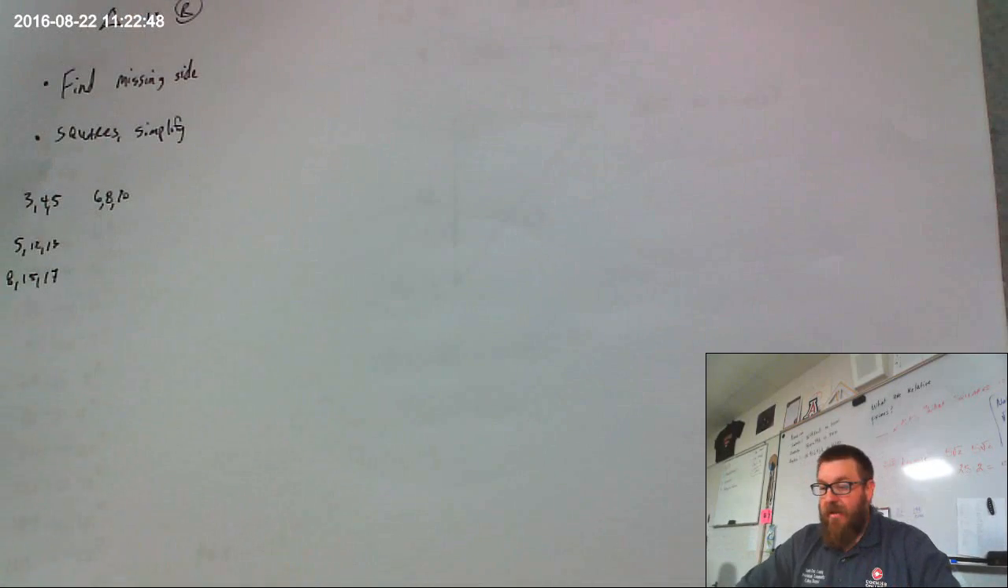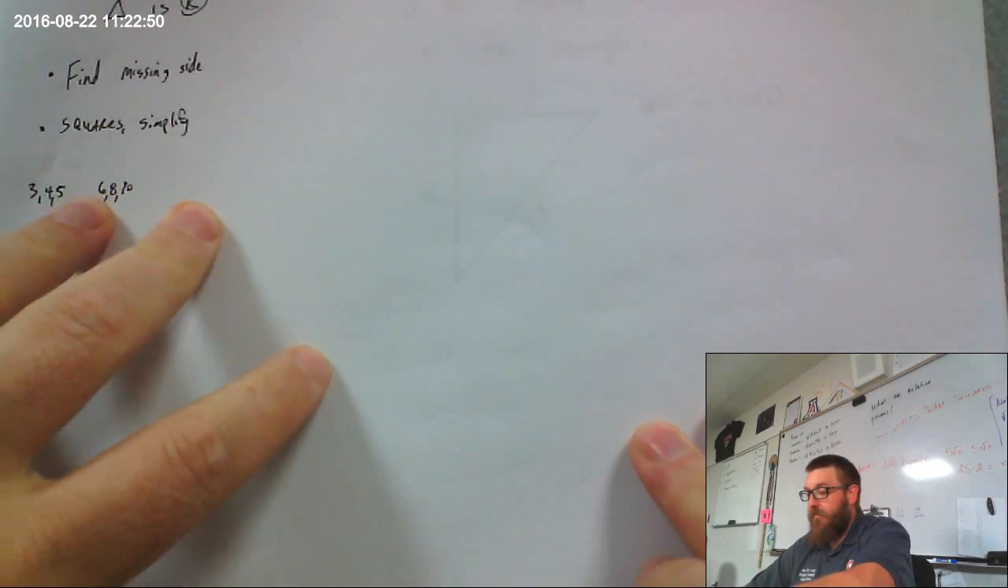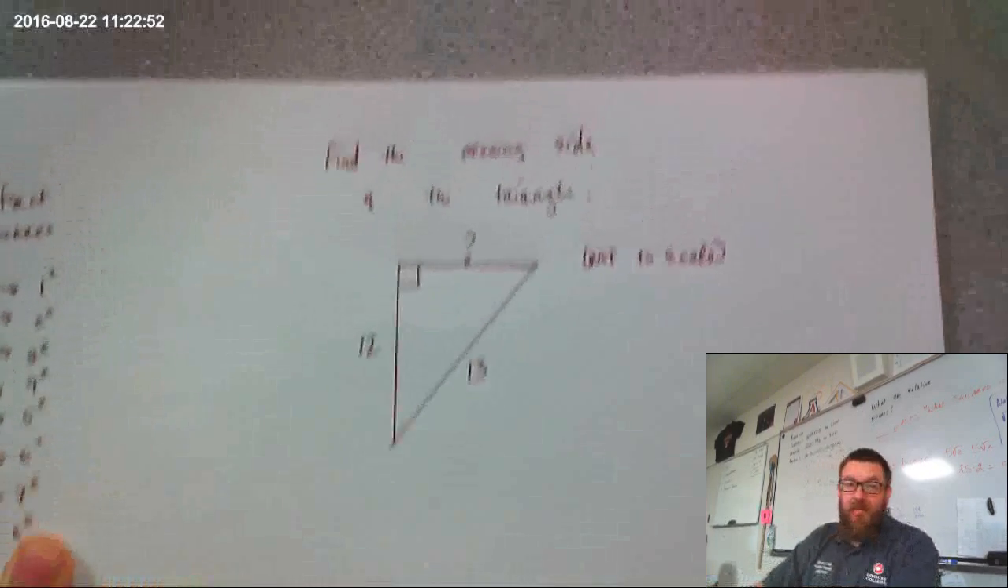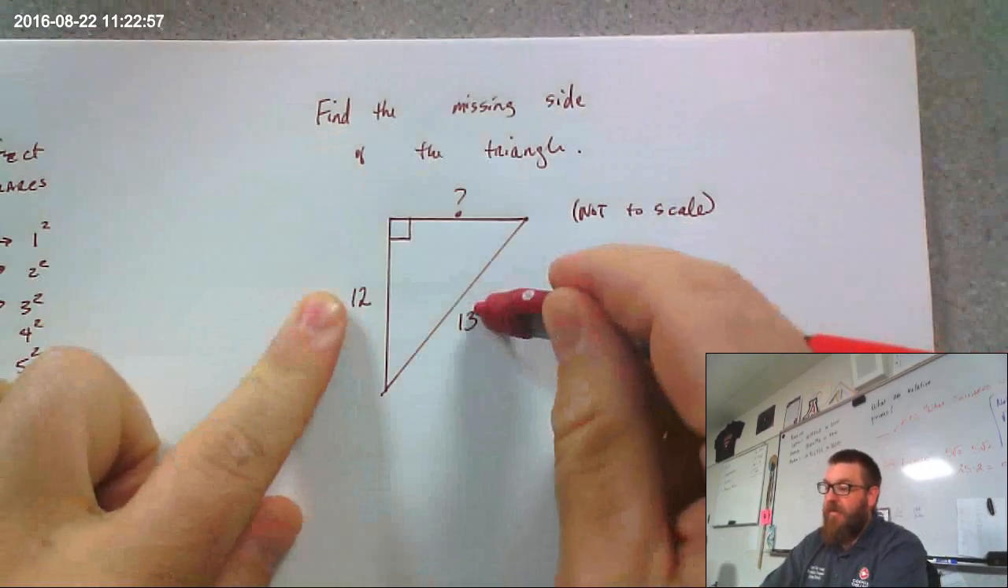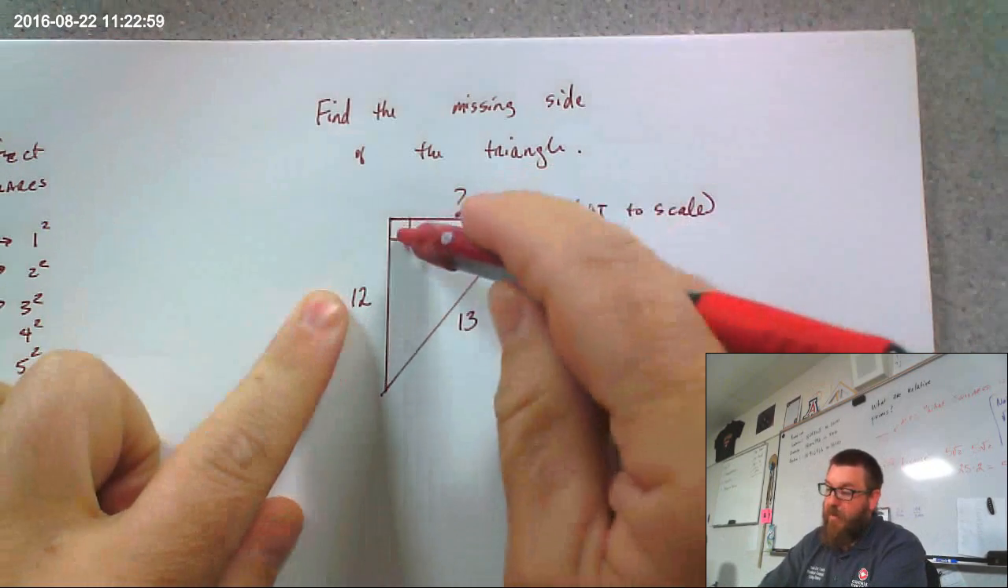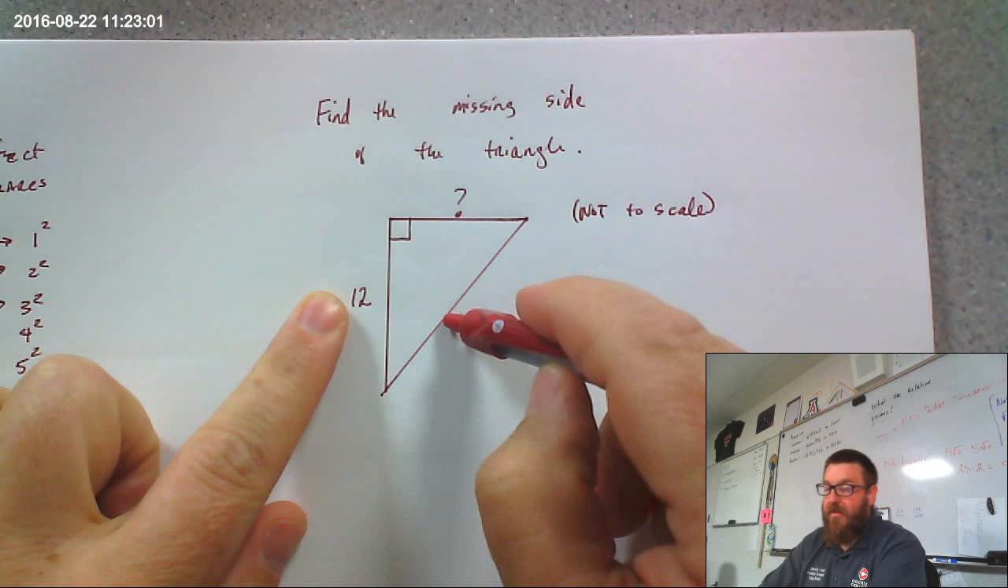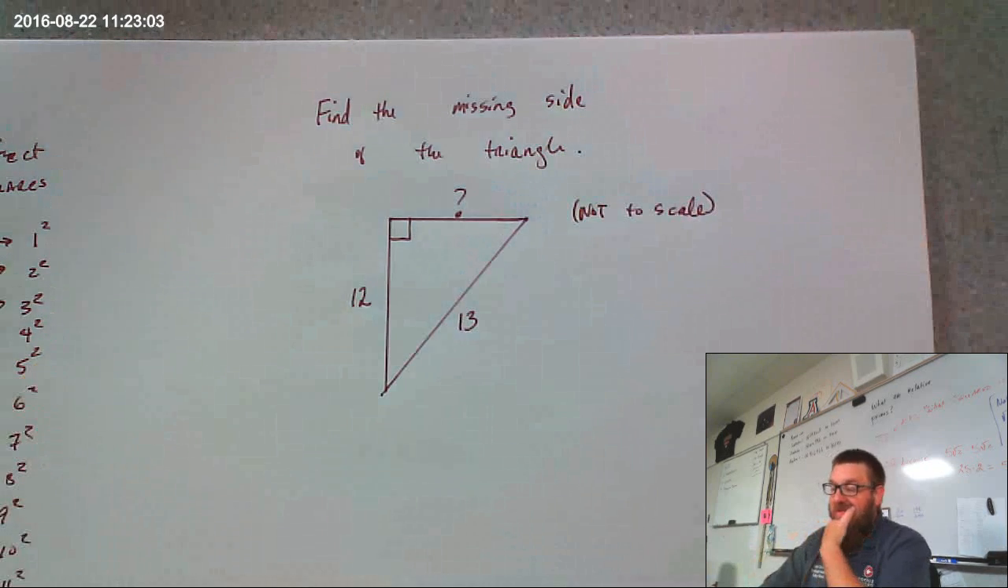Last one. Let's say that we had a triangle like this. One side was 12, the hypotenuse is 13, and again I know it's the hypotenuse because it's opposite of the right angle. And the missing side, now we got to figure that out.